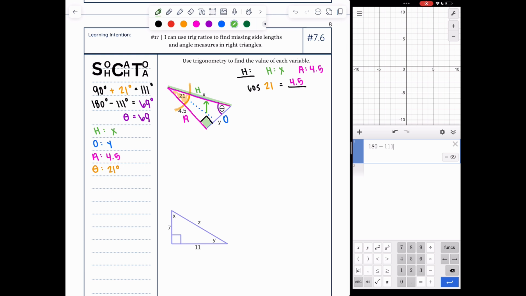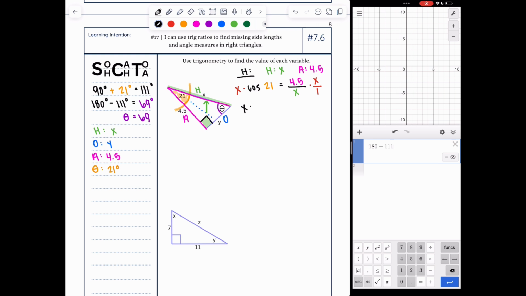What I've done is taken the original cosine formula and I just plugged in all of the pieces of information that I know. Now I'm going to solve this equation like I would any other regular equation. If I want the variable by itself, I need to get it out of the denominator of this fraction. So I multiply by x on both sides of the equation.